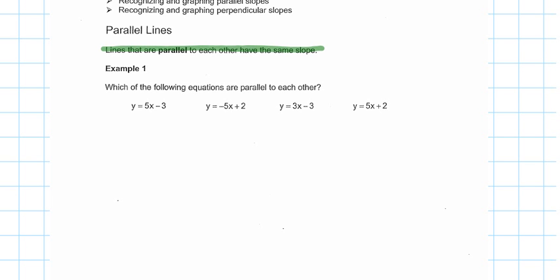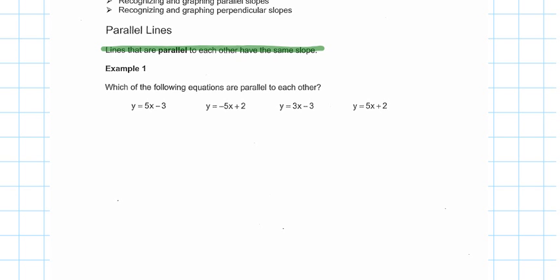What does the word slope mean? What does it indicate? The steepness of the line. Two parallel lines have to have the same steepness. Slope is the rise over the run. And two parallel lines have the same rise versus run. So the rise over the run is the same for both lines.